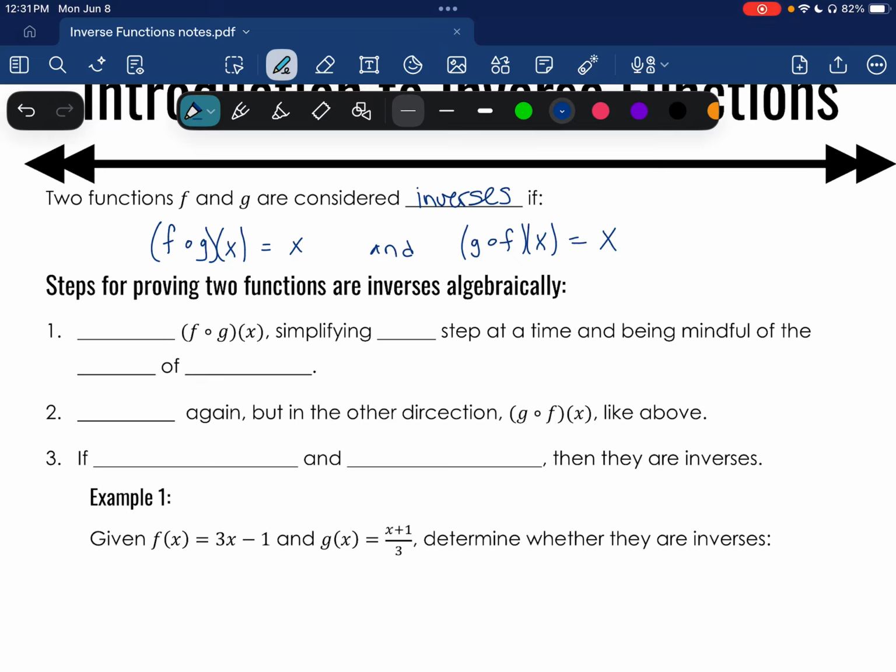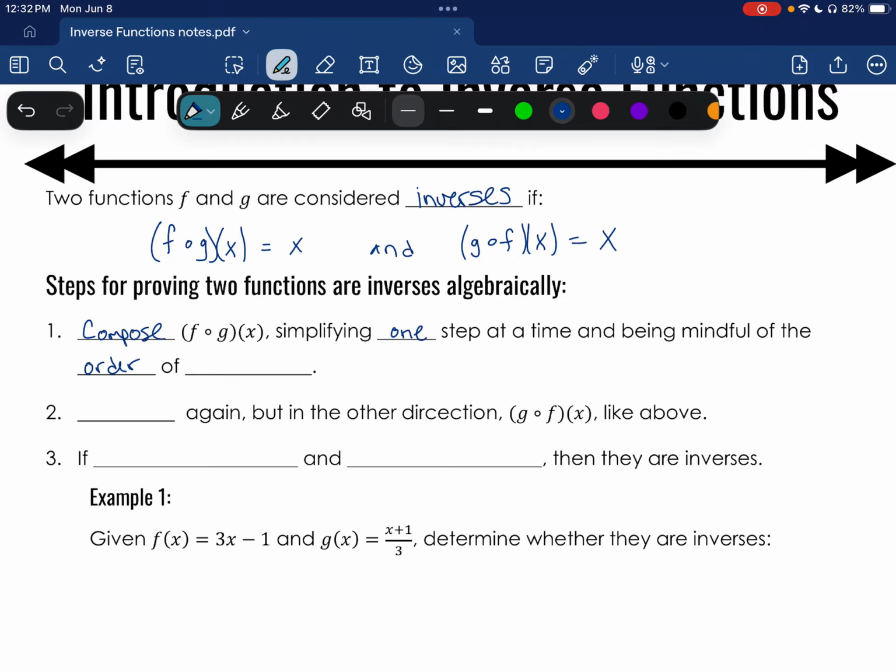Very first thing we're gonna do is compose f of g of x, simplifying one step at a time, folks. I know that sometimes my students get really cancellation happy and they just start crossing things out, but we have to be mindful of the order of operations as we're working.